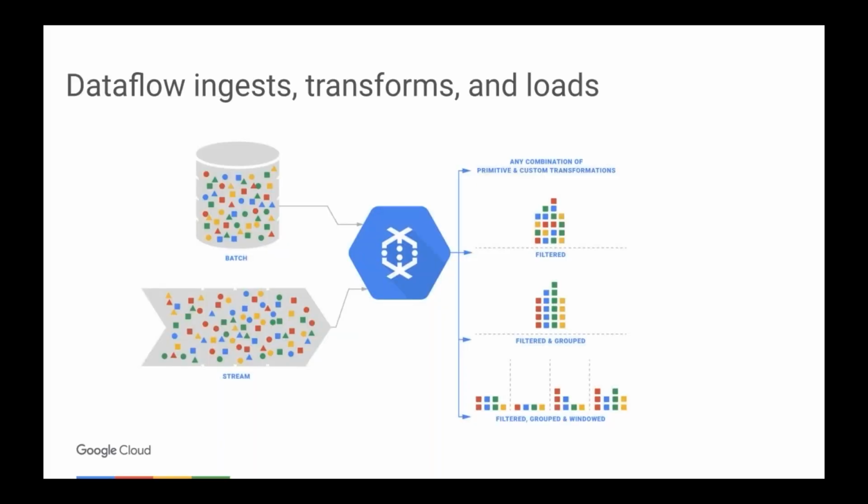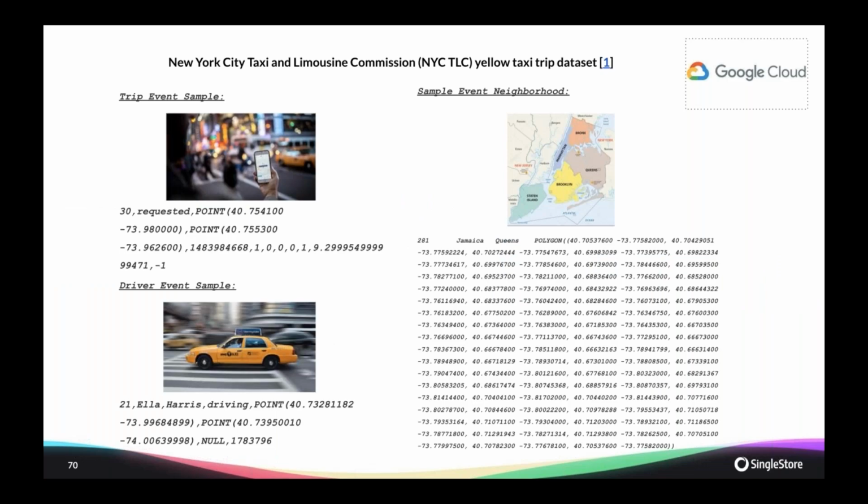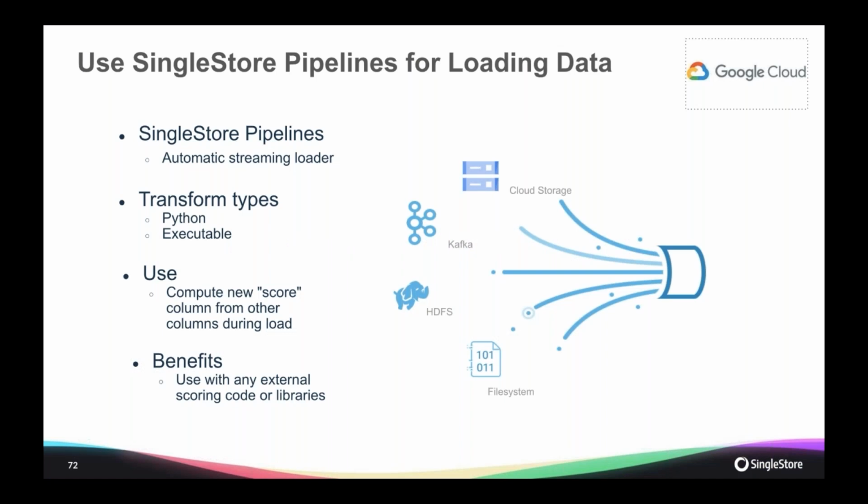And we're basically being able to consume driver and trip data. That's coming off of PubSub down through Dataflow into cloud storage. Our neighborhoods file, as a recap, came out of cloud storage. It was a polygon. Now, we've got everything in cloud storage. We wanted to show you about step 3 with SingleStore pipelines.